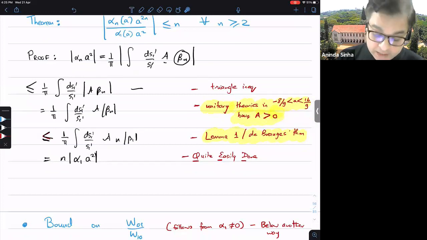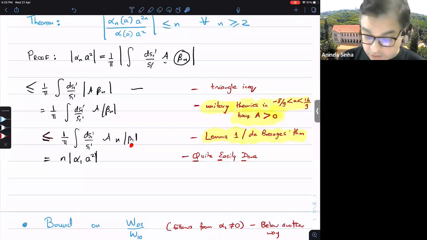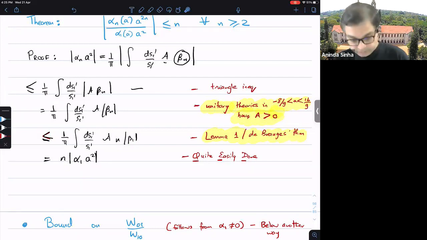And at level 3, I use Lagrange's theorem, or the univalence, or whatever follows from the Bieberbach conjecture, the fact that beta n is less than n times beta 1. So this is the level where I use that. And then immediately I rewrite this in terms of alpha 1, and then this theorem follows. It's as easy as that.